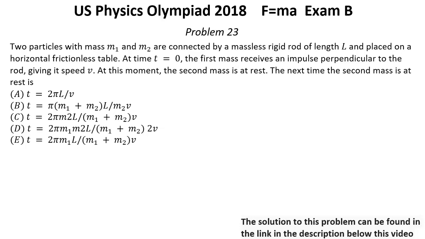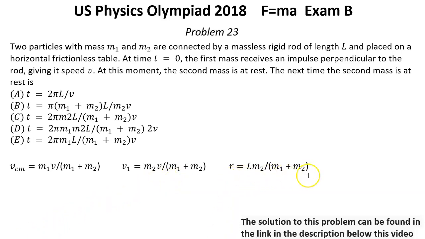The motion is the superposition of two motions: uniform translation of both masses with the speed V center of mass equal to this expression, and the circular motion about the common center of mass, where the first mass has a speed v1 equal to this expression. The second mass comes to rest again after one period of circular motion. The radius of motion for the first mass is equal to this expression.